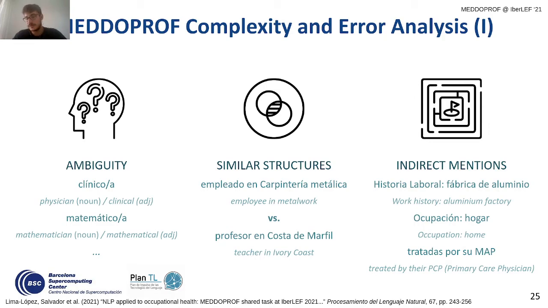Next, many of the mentions were in some way indirect. For example, there is this semi-structured information, work history, aluminum factory. So this is very indirect, occupation home. And there were also some abbreviations. These are much more difficult because you have to know what the abbreviation means in order to detect it, right? For example, "treated by the PCP", which means primary care physician.